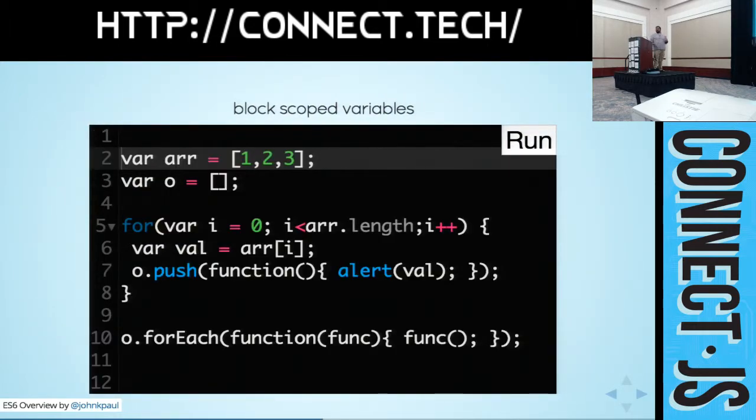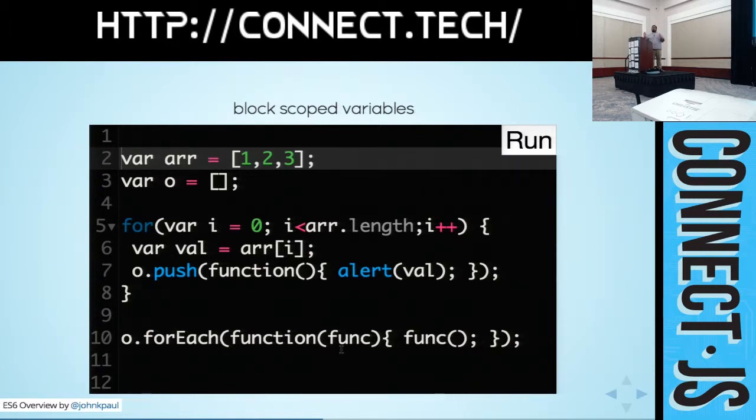What that allows for is new syntax like the block scoped variable. Let me just walk through this code. I have an array. I have another array called output. I for-loop through that array. I create new functions and push them onto the output array, each alerting some value. And then I call those functions, and that's what I do on line 10 down here.